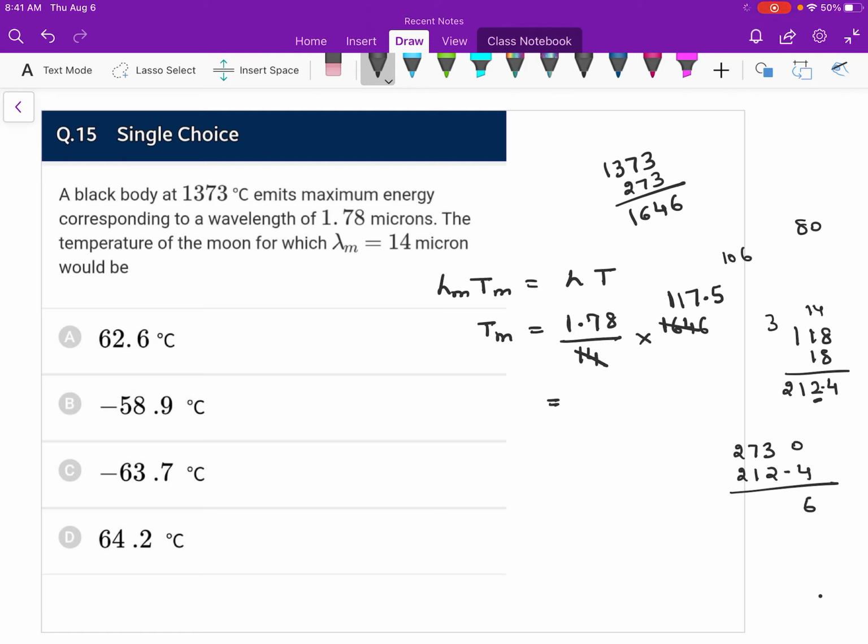This needs a bit of calculation, so 60.6, roughly minus 58.9 degrees Celsius. So the temperature is less than 273 Kelvin, so the temperature should be negative, and it needs precise calculation, 1.78 into 117.5. So the answer should be minus 58.9.